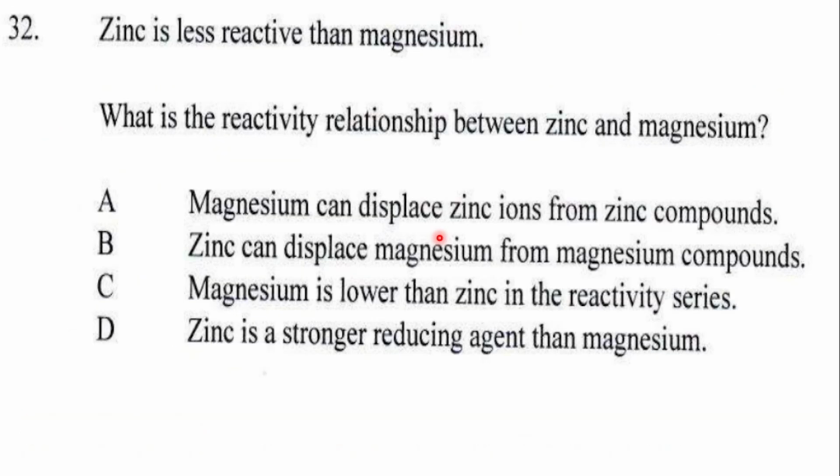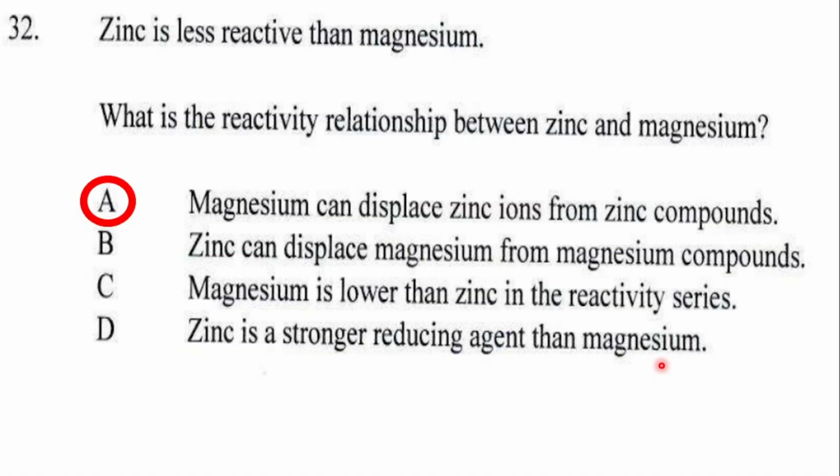Let's move on to question number 32, and it says zinc is less reactive than magnesium. What is the reactivity relationship between zinc and magnesium? Is it A, magnesium can displace zinc ions from zinc compounds? B, zinc can displace magnesium from magnesium compounds? C, magnesium is lower than zinc in the reactivity series? Or D, zinc is a stronger reducing agent than magnesium?